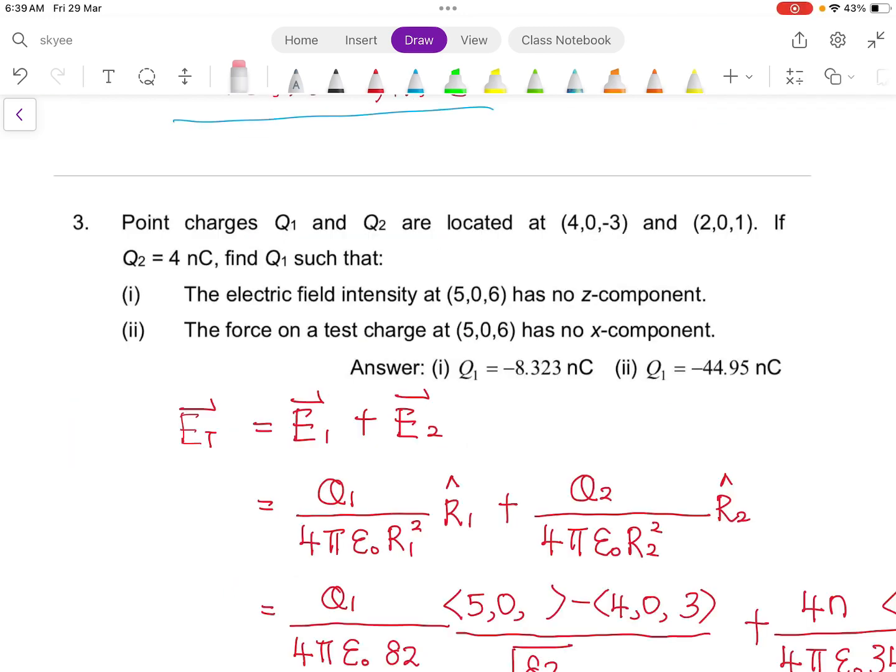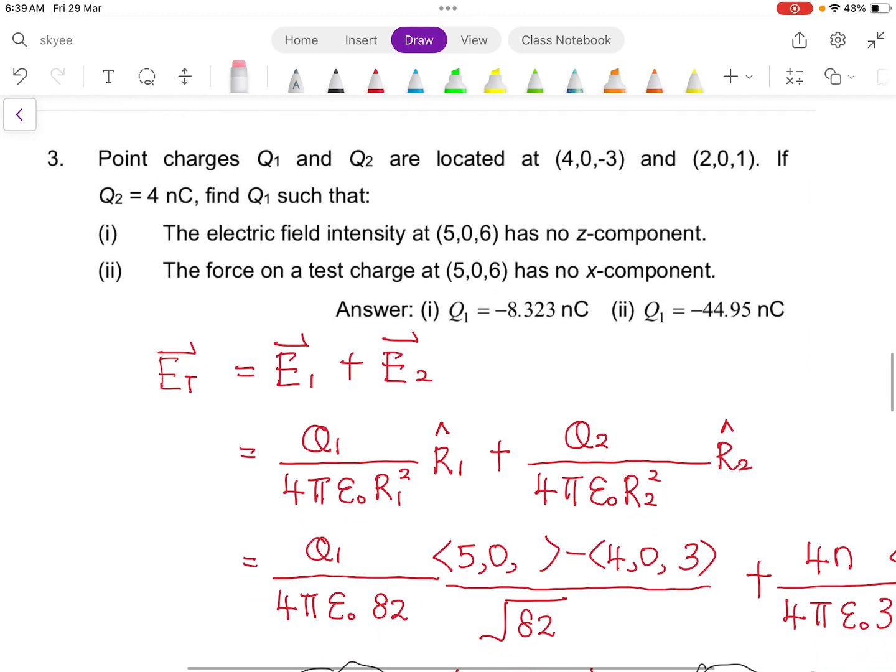Alright, now let's move on to the next question. You have point charges Q1 and Q2, and they are located at these 2 positions. If the Q2 value is 4 nanocoulombs, find the value of Q1. So now you are not going to find F or E, but you are going to find Q, meaning they will give you information about the E and also the F.